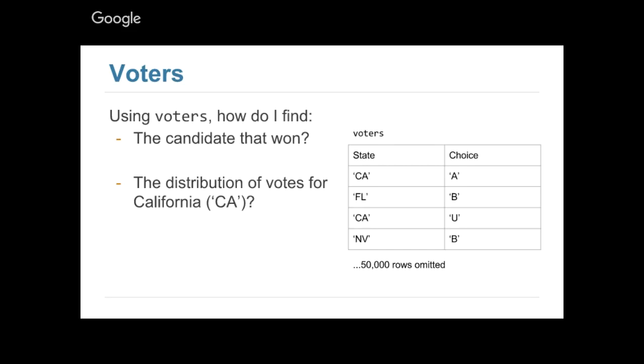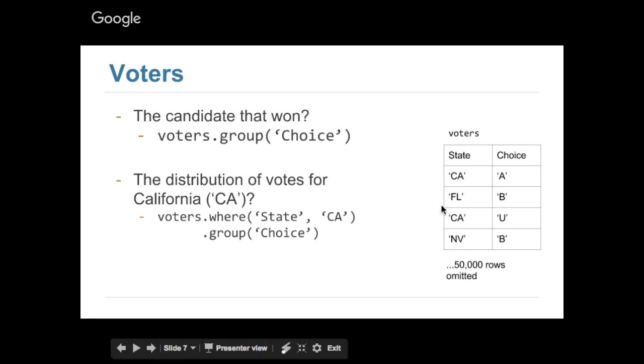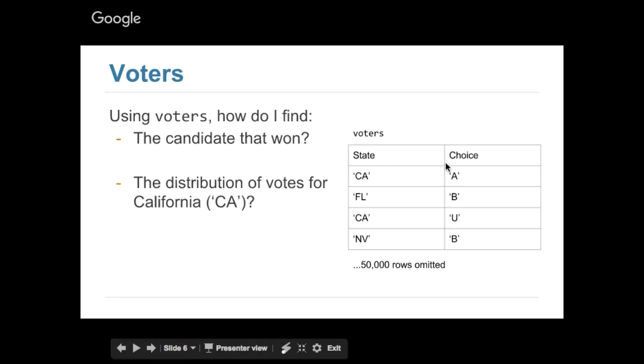On the other hand, if I wanted to know the actual string candidate that won, I'd have to do a little bit more work. I'd have to group and then sort by the count in descending order and take the first row of the candidate column, the state column, sorry. Okay, so oops, didn't want to show you that yet. Okay, so that's how you do the first question.